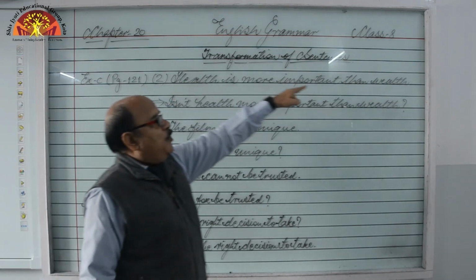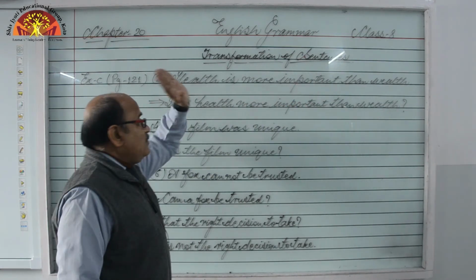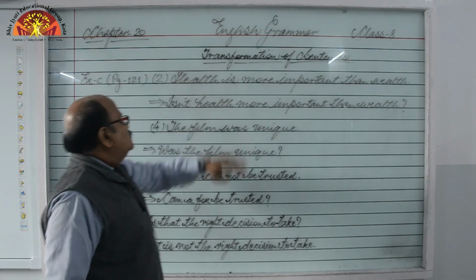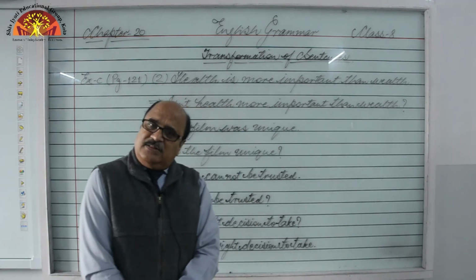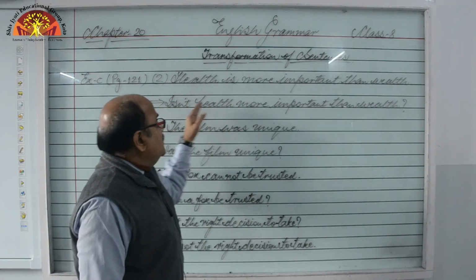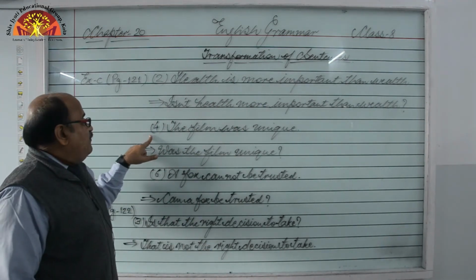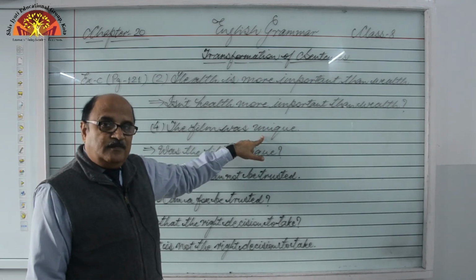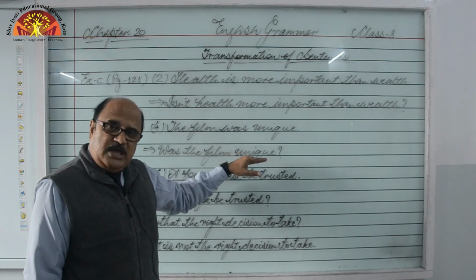Health is more important than wealth. This is affirmative, means assertive, right? So you have to change it into a question, ending with question mark. So the answer is, isn't health more important than wealth? Isn't it? So isn't health more important than wealth? Random sentence 4, the film was unique. This is assertive, so its interrogative is, was the film unique?